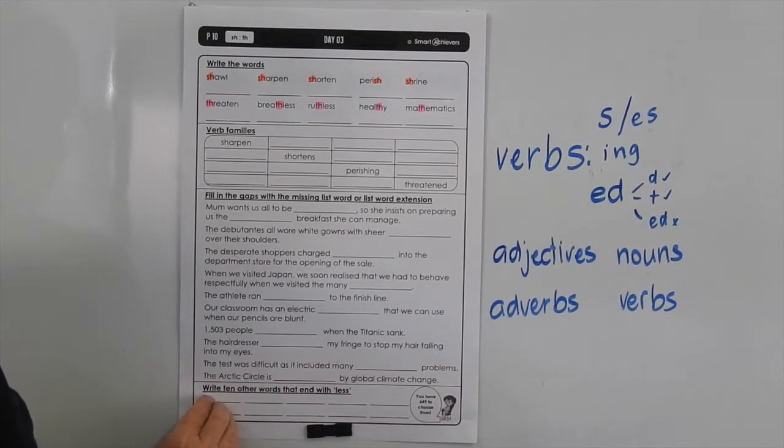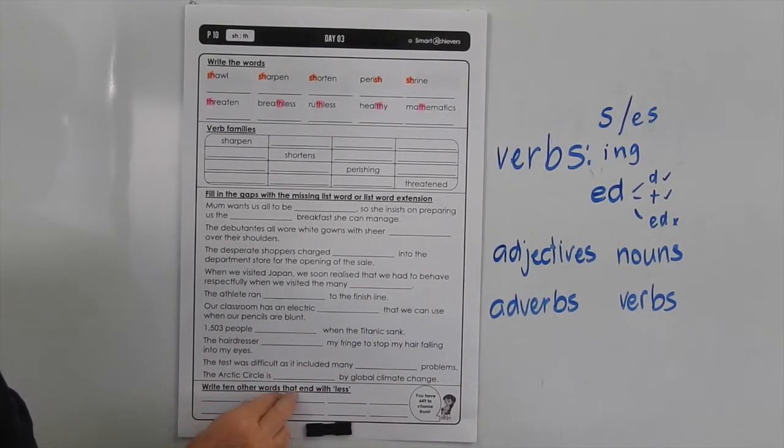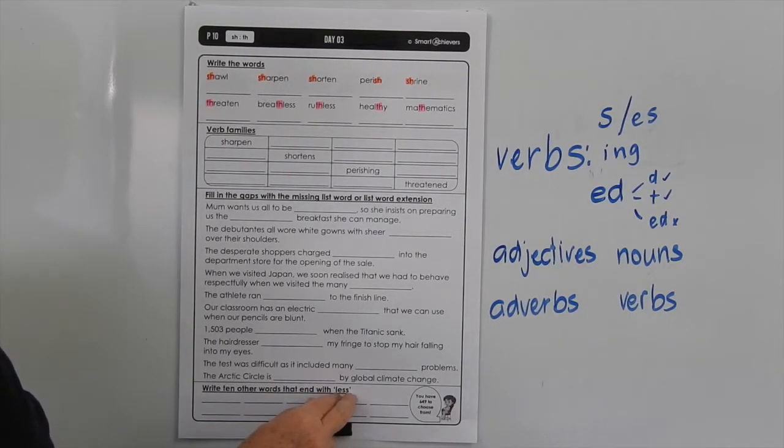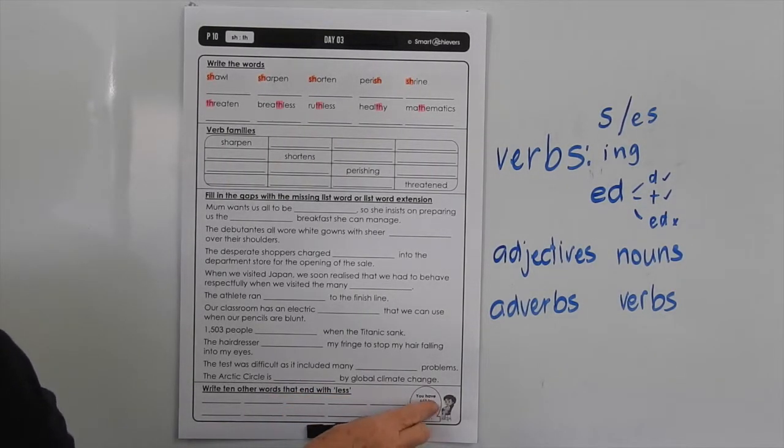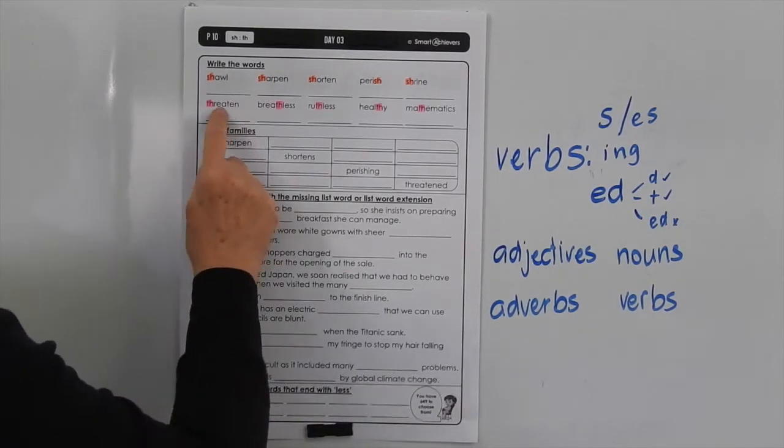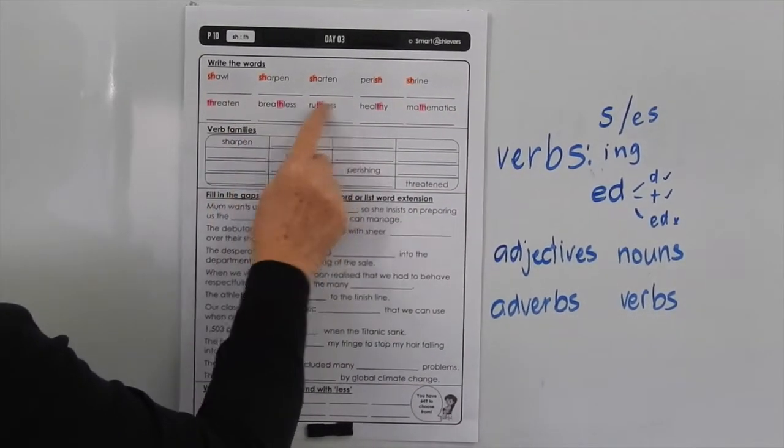Down the bottom we're asking you to find 10 other words that end with less. And when we inquired into this, we found that you have 649 words to choose from. You only have to write down 10, and they shouldn't include these words up the top of the page.